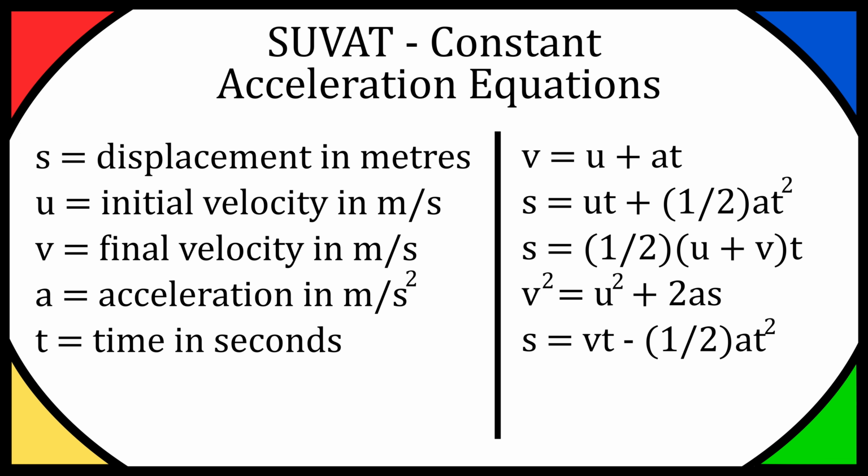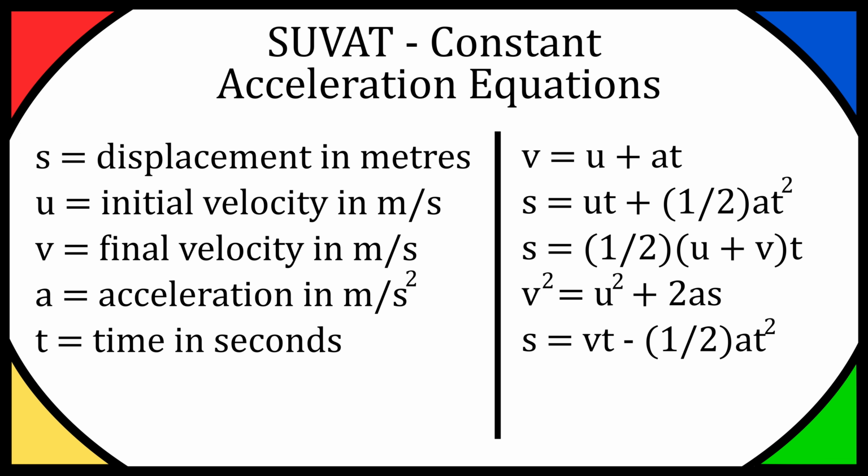Now with the equations on the right, I'm not going to speak through them all, but they're basically just a combination of these definitions. For example, v equaling u plus at, it is stating that the final velocity is equal to the initial velocity plus acceleration times time. And depending on which question you get and which values you are given, that will determine which equation you will use.